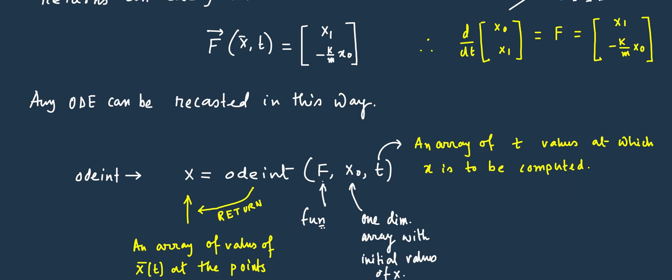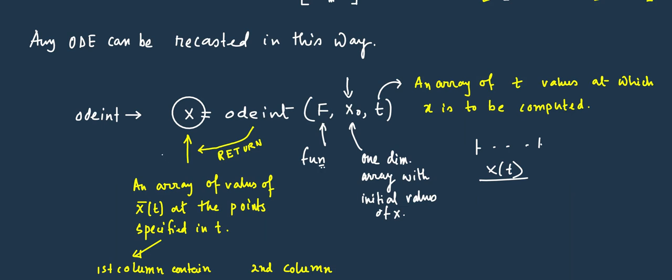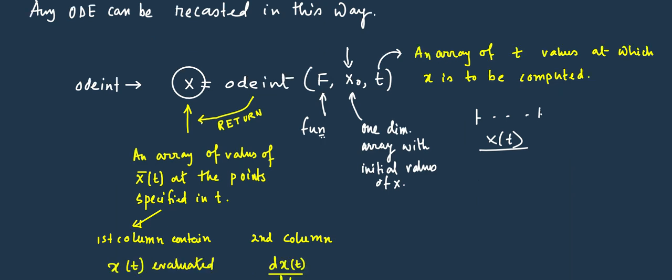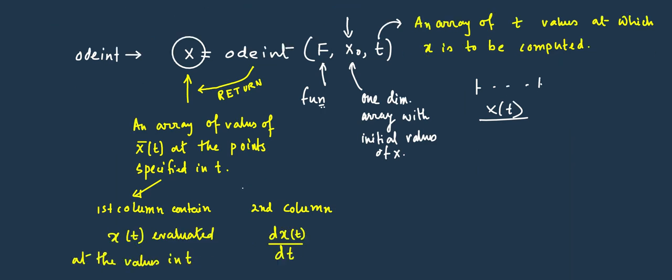F is a function, which I will discuss while implementing, and x0 is the one dimensional array with initial values of x. X means x vector, that means x0 is the first thing, and the derivative of that is x1. You have to assign this in the x0 vector, and t is the time slice, the array of time over which you are computing x as a function of t. For a second order equation it will return an array of values with two columns.